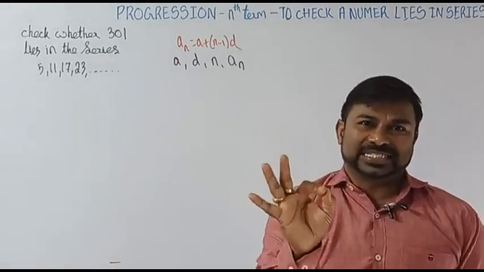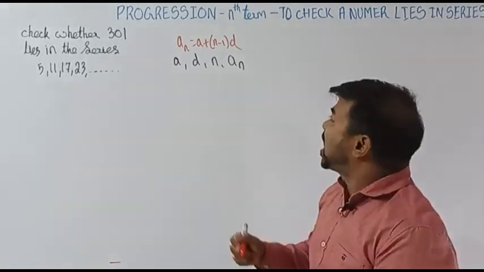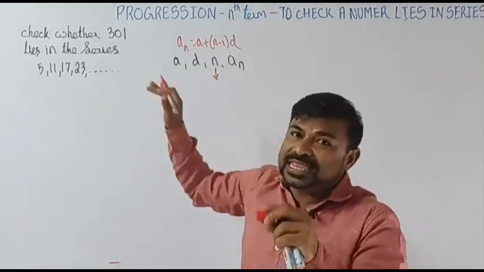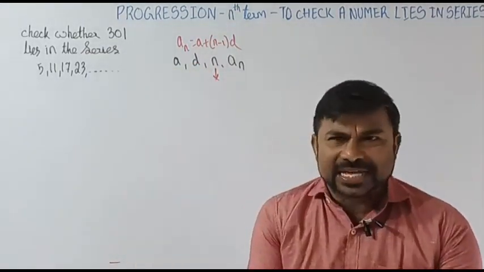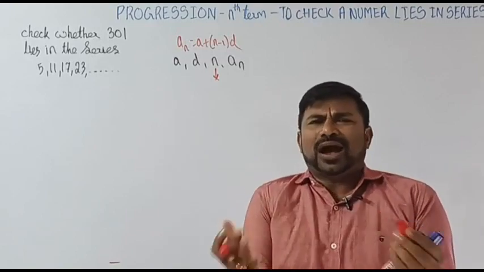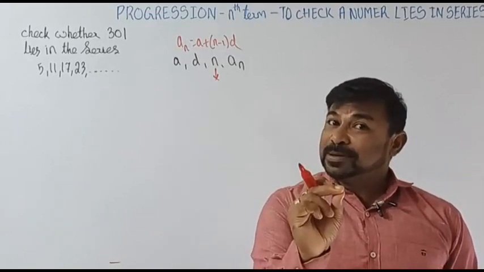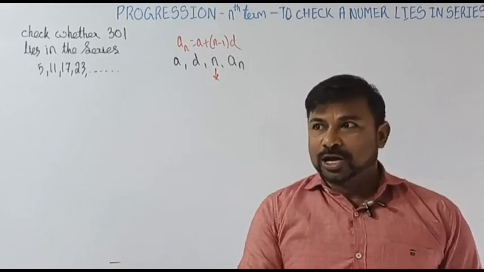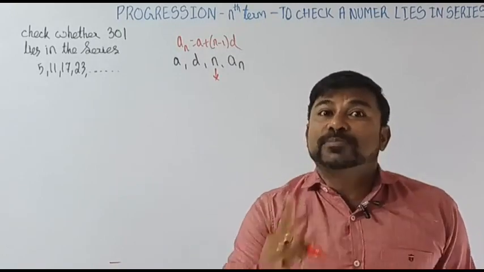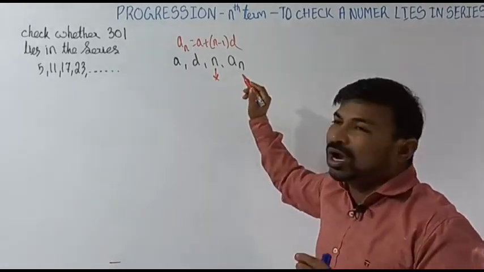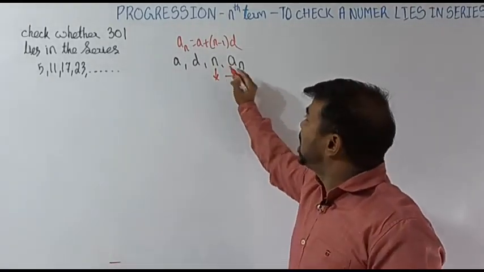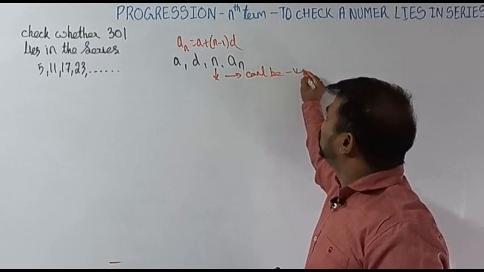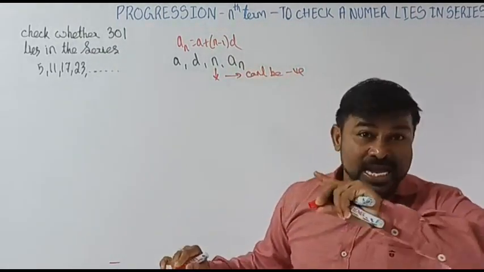The simple logic is this: if you are able to find the value of n, then we can say yes. Sir, why can't we find n? Please remember, n means roll number, position number. Position number can't be negative. This is what we have to remember. N value can't be negative.